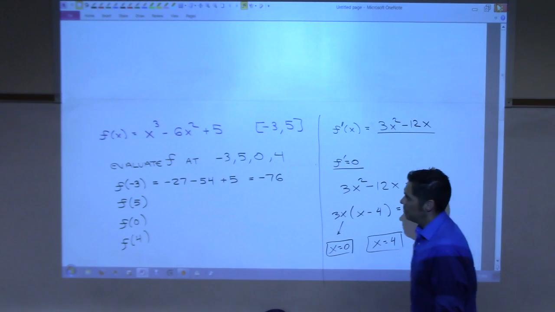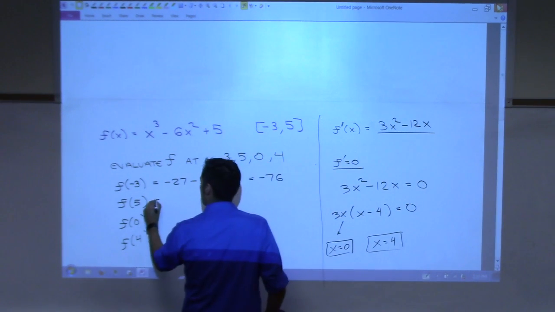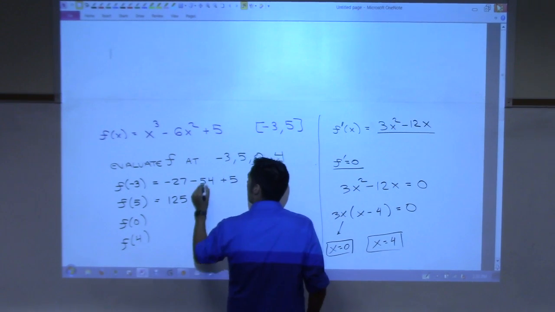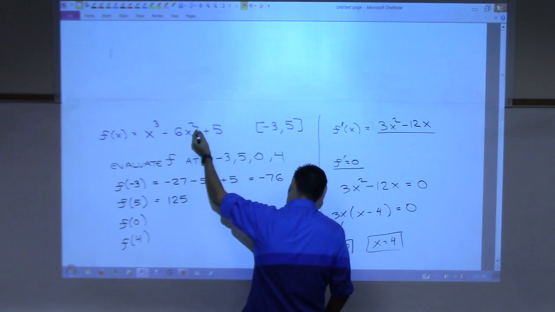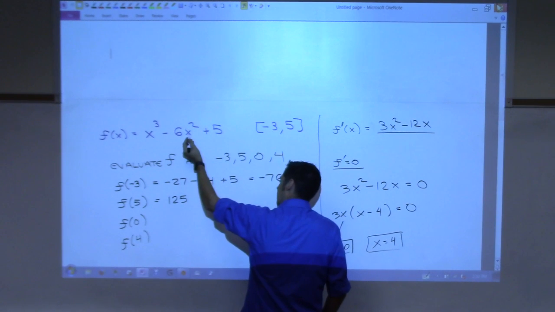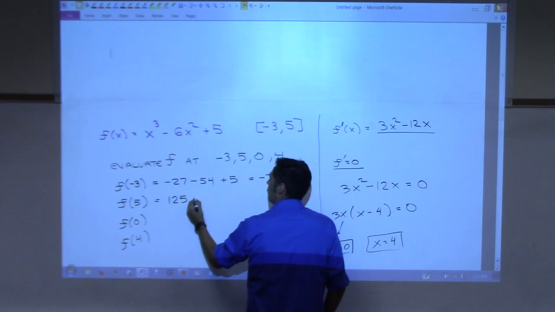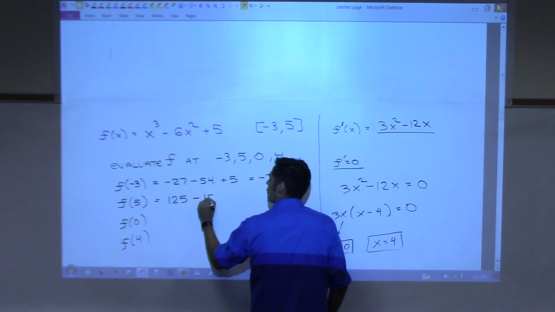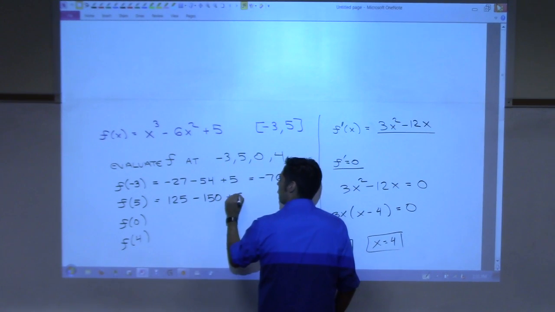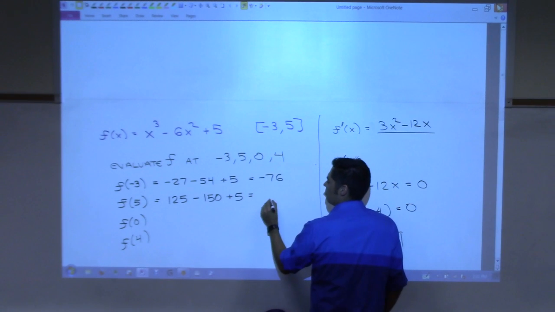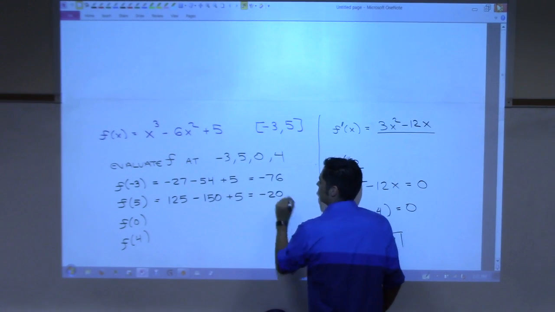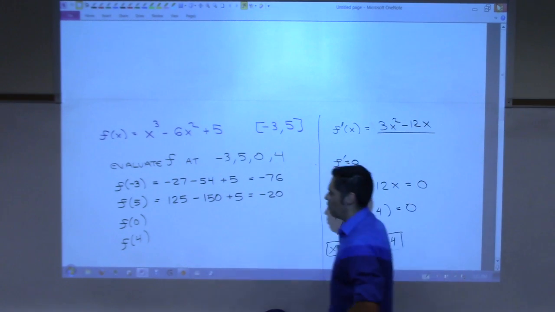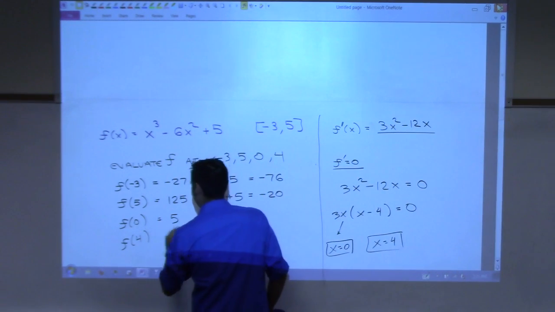F of 5. 125, that's 5 cubed. Minus, let's see, 5 squared is 25 times 6, minus 150. And then plus 5, is that right? Yeah. Negative 20. Okay, this one I've got. No problem. 5.